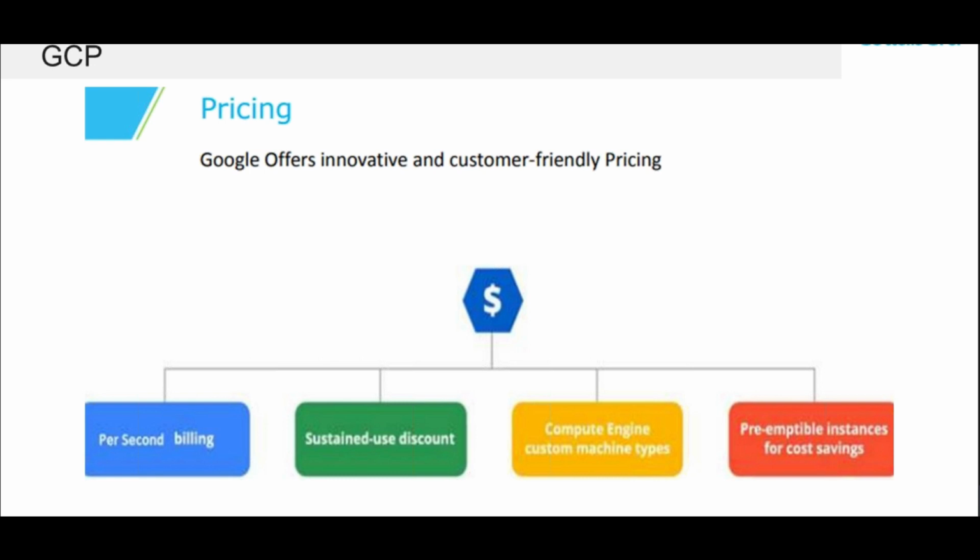With respect to the pricing, Google offers innovative and customer-friendly pricing. So you have per second billing, sustained use discount, Compute Engine custom machine types, preemptible instances for cost saving. Likewise, there are various cost methods. But if you go with the pay-as-you-go or pay-as-you-use model, there will be a per minute kind of billing happening when you use the resources. So that was with respect to the introduction to GCP, guys.